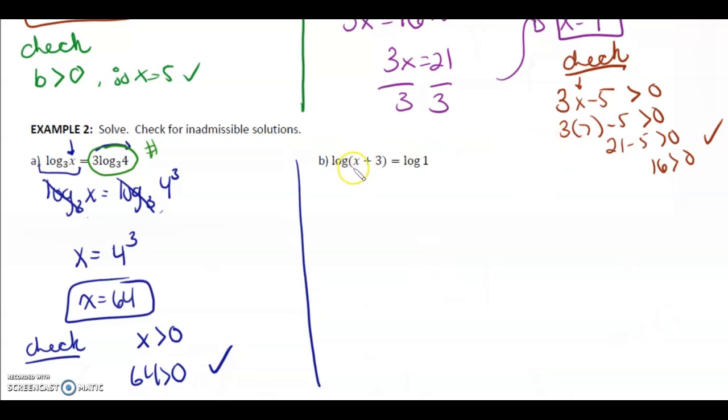B, log of x plus 3, so of course this is the base of 10, equals log base 10 of 1. So we can go ahead and cancel the log base 10s, and we can equate x plus 3 equals 1. Okay, bring over the 3, we get x equals 1 minus 3, and we get x equals negative 2.